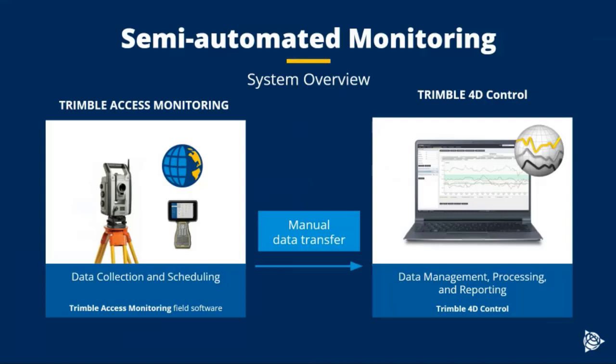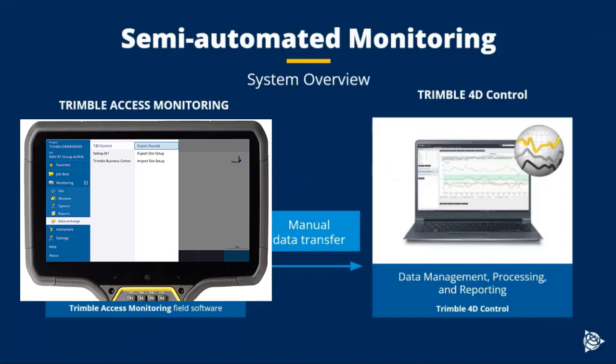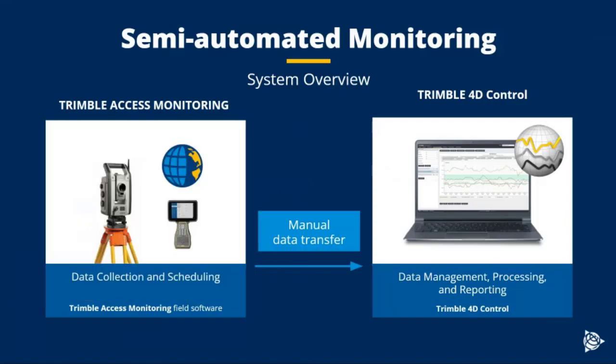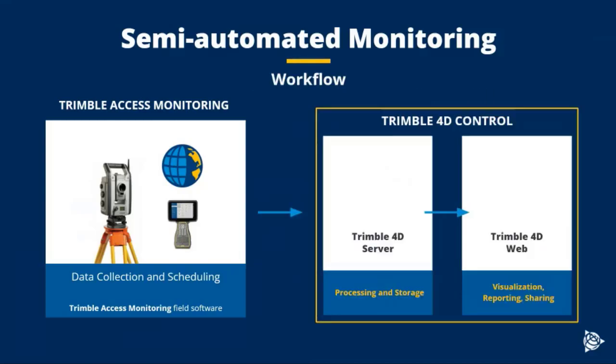A manual data transfer, as it stands today: you go to data exchange in Trimble Access Monitoring, choose T4D, export your rounds, and import that data into T4D. I will show you the different options in T4D, what you can do there, and what the import options are. Before I do so, just to be a bit more precise on Trimble 4D Control.